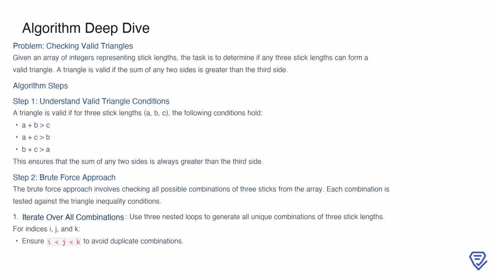One way to approach this problem is through a brute force method. Here, we would generate all possible combinations of 3 stick lengths from the array and test each combination against these conditions. Using 3 nested loops, we can iterate over all unique combinations, ensuring that the indices follow the order i less than j less than k to avoid duplicates. However, as we'll see, this approach is computationally expensive when the array is large.